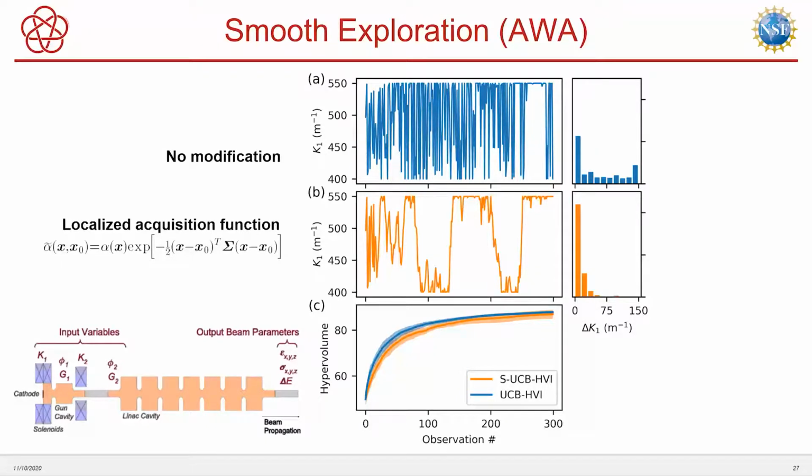And we see that the smooth acquisition function, denoted as SUCB-HVI, has very little cost associated with adding in this localization acquisition function term. So we are able to roughly optimize at the same speed as before, but with the improvement that we're not jumping around in 6-dimensional input space.